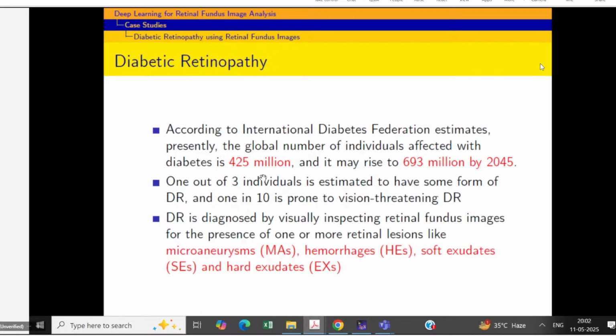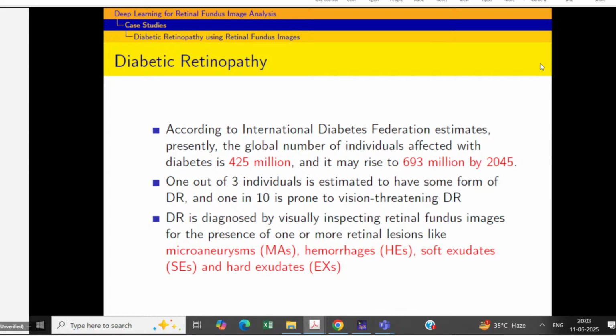That's why it is very important, and why doctors always suggest that diabetes patients go for regular eye checkups. They may suffer from diabetic retinopathy, which is very important to detect at an early stage. As I mentioned, there are a couple of medical imaging modalities which can be used to detect diabetic retinopathy, but fundus imaging is one of the most extensively used.